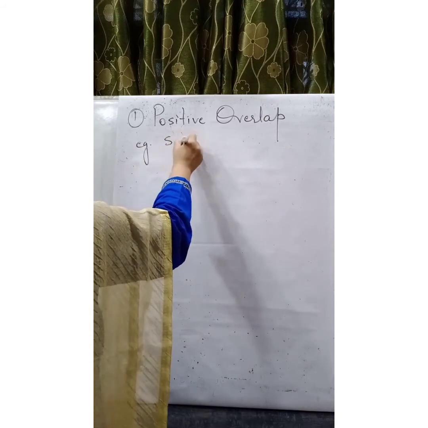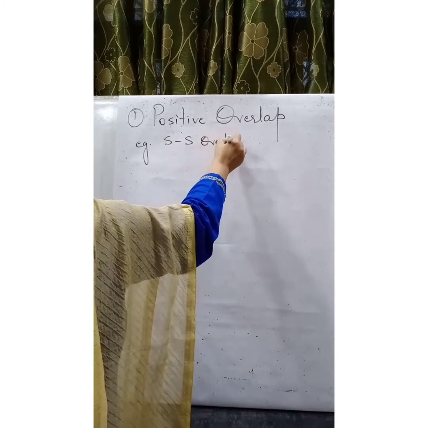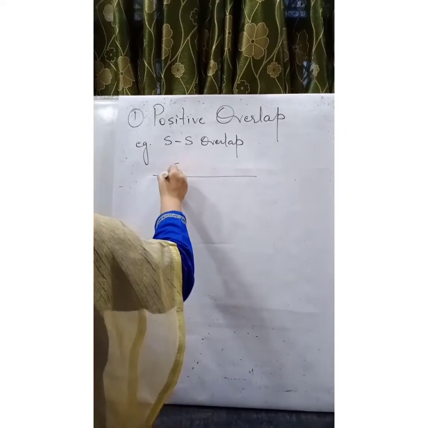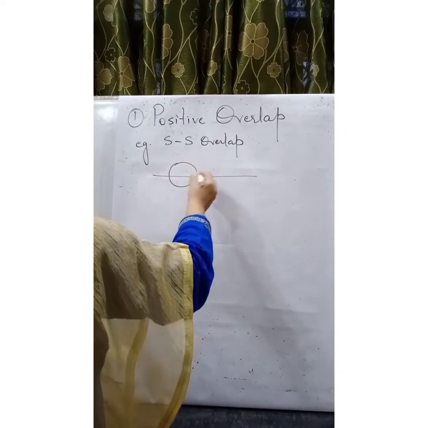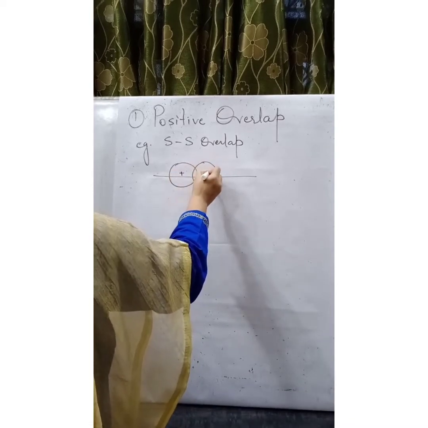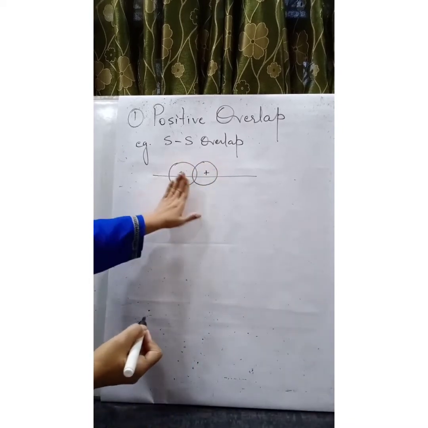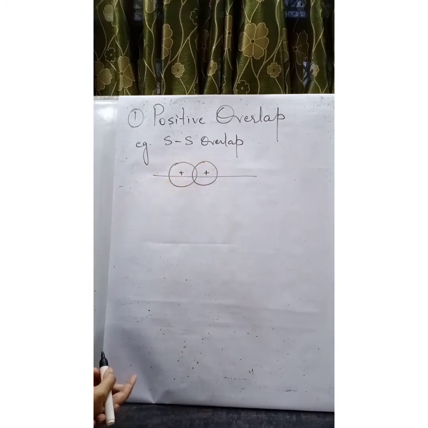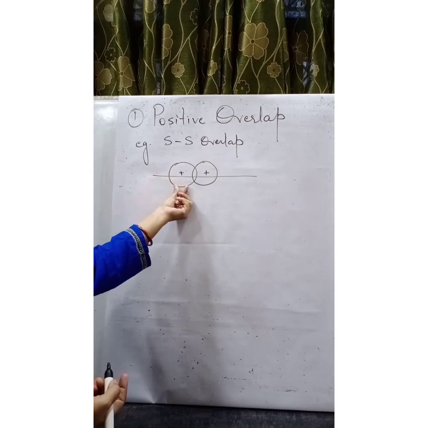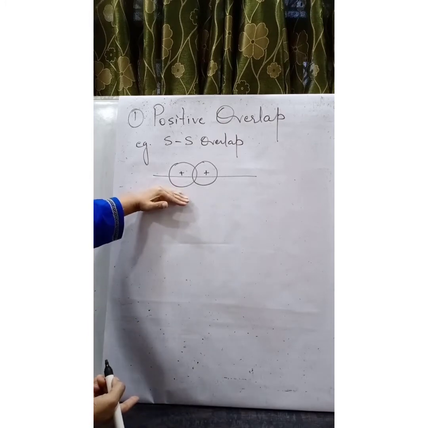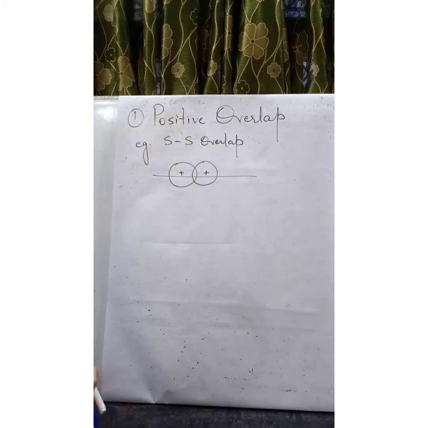let us see ss overlap. Now you know that this is the internuclear axis and the s orbital is spherical in shape. So the electron density is the same throughout the s orbital. So we put a positive sign in the center of this. So when one positive s orbital overlaps with another positive s orbital, this is an example of positive overlap.